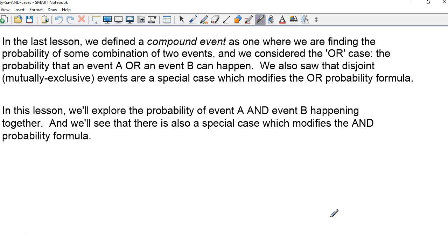to be considered success. We also saw that disjoint or mutually exclusive events are a special case which simplifies, modifies the OR probability formula. So in this lesson, we're going to explore the probability of event A and event B happening together. So A and B must both happen in order to consider the event successful, the outcome successful. And we'll see that there's also a special case which modifies the AND probability formula.